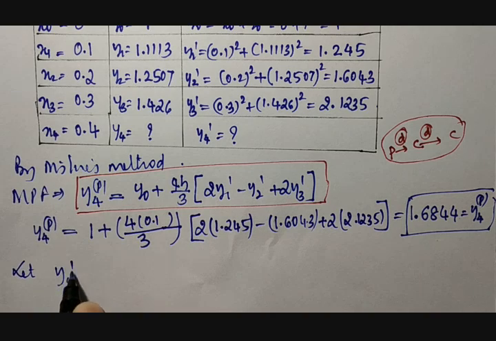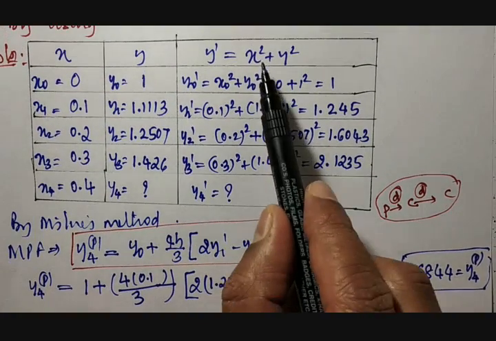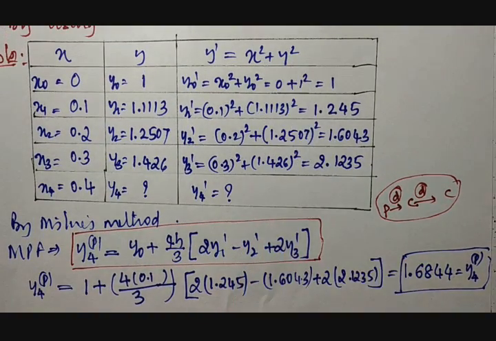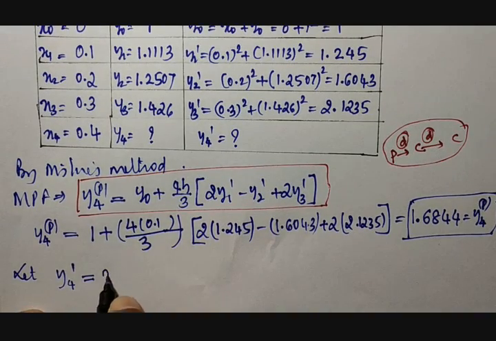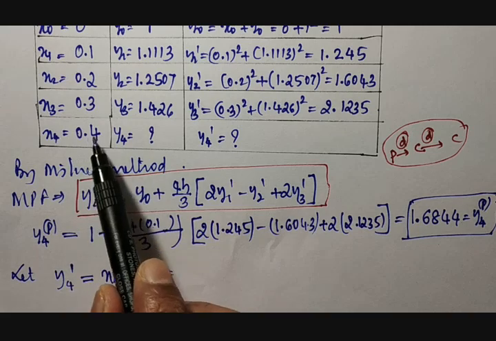Let us take y4 dash is equal to, what is y dash? Y dash is x square plus y square. Therefore it will be x4 square plus y4 square. That is equal to, what is x4? x4 is 0.4.